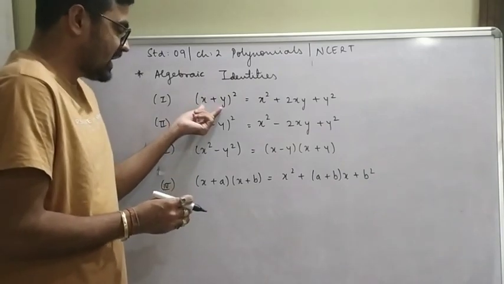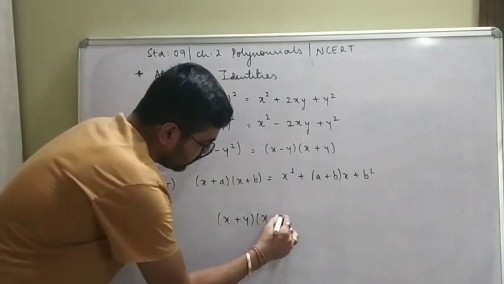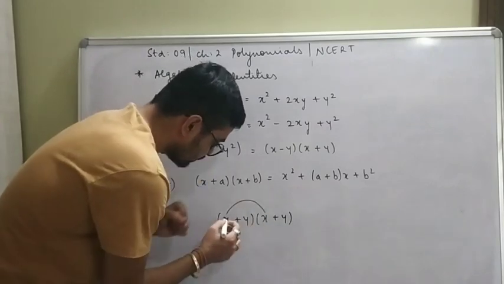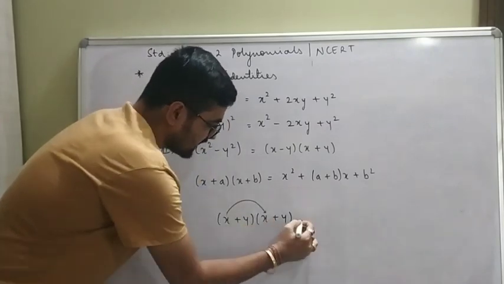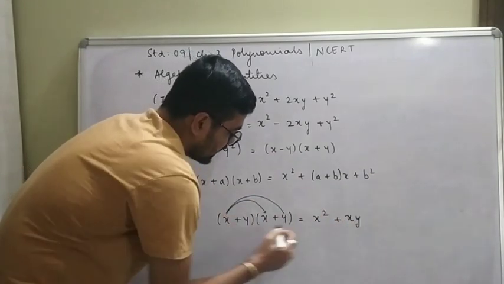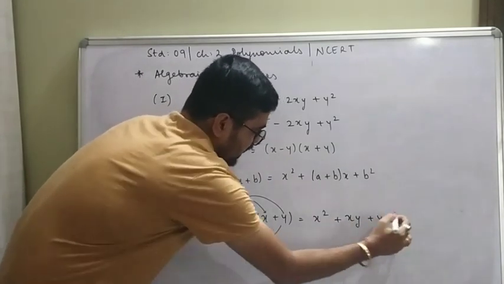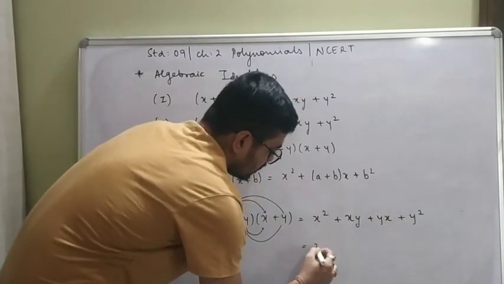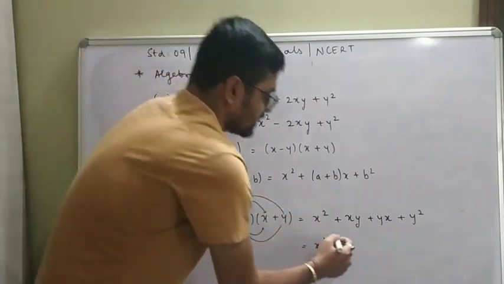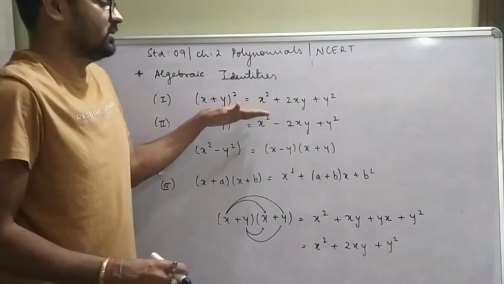Suppose you have this (x plus y) whole square. So can I write (x plus y) into (x plus y)? Correct. So how do we find it? We have to multiply this x with this x, so x square. x with y, so it becomes xy. y with x, so yx. And y with y, so y square. xy and yx are the same because we already know the commutative law. So as per that it becomes 2xy plus y square. This is how we get the identity.